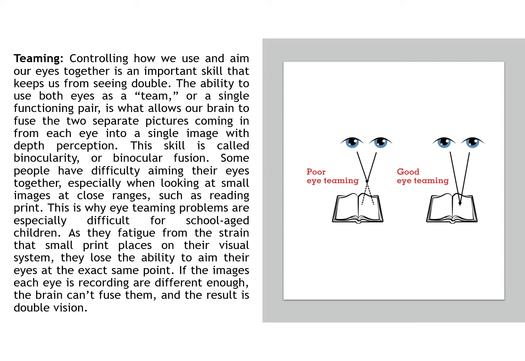Some people have difficulty aiming their eyes together, especially when looking at small images at close ranges, such as reading print. This is why eye teaming problems are especially difficult for school-age children. As they fatigue from the strain that small print places on their visual system, they lose the ability to aim their eyes at the exact same point. If the images each eye is recording are different enough, the brain can't fuse them, and the result is double vision.